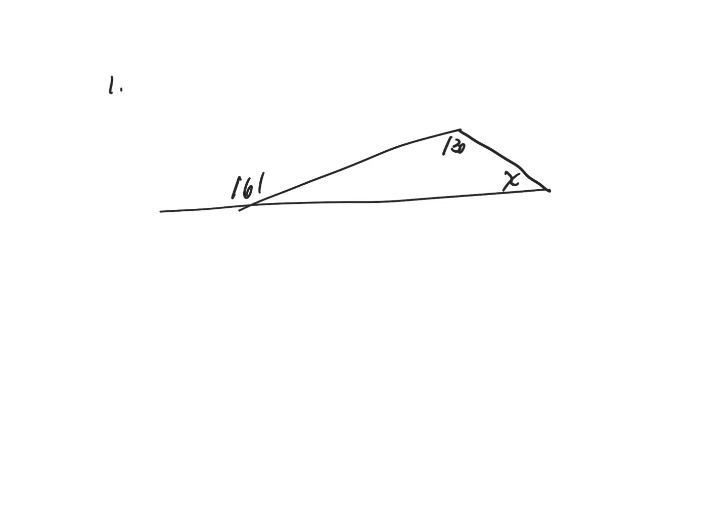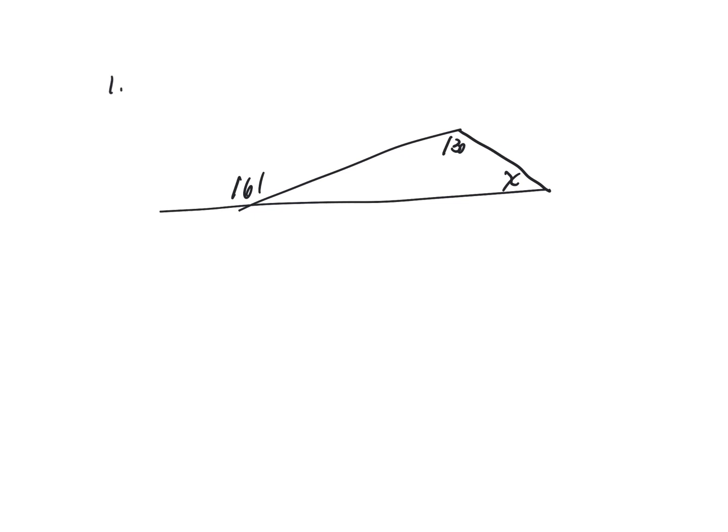So for number one, we've got an angle that's 130 and an angle that just says question mark, which I'm putting an X in, and then the outside angle. Remember, this is the exterior angle theorem, so it has to do with the guy on the outside. The outside angle is 161, okay?